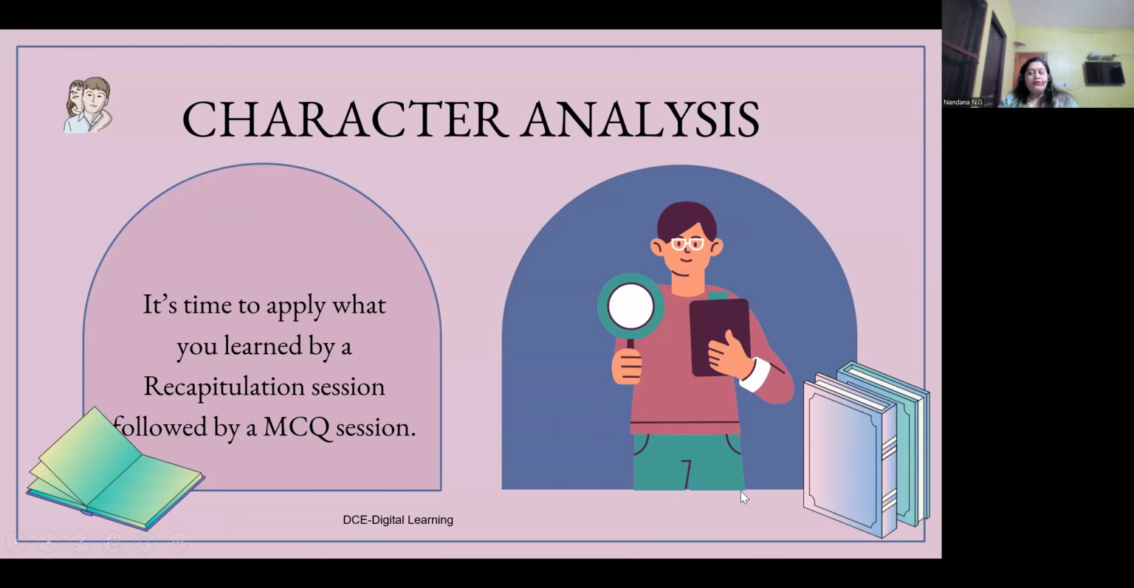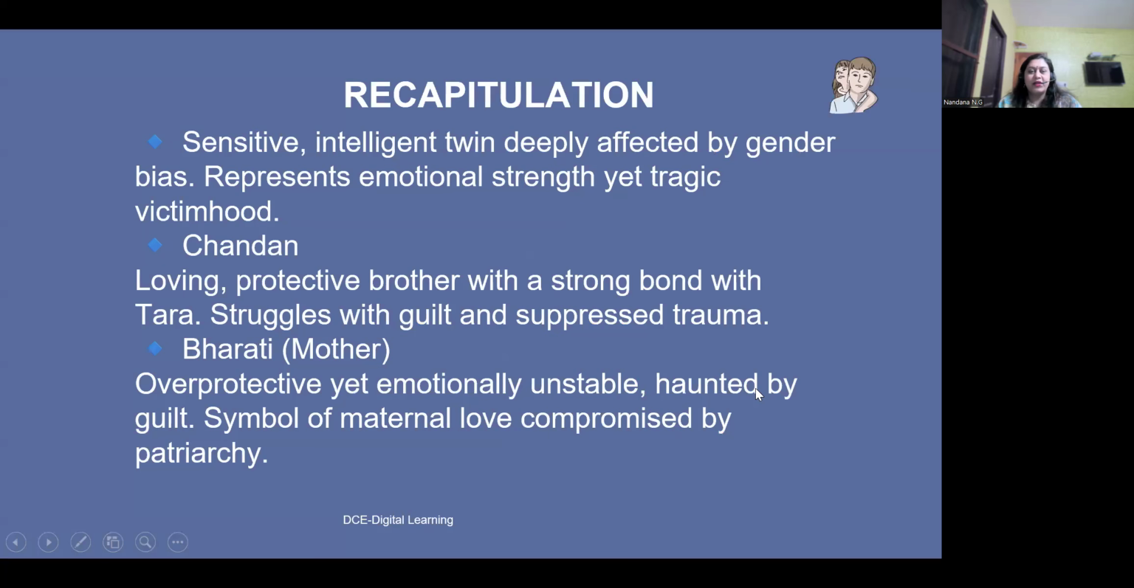So, the character analysis of all the major characters has been done in this session. It's time you apply what you learned through a recapitulation session followed by an MCQ session. Recapitulation.